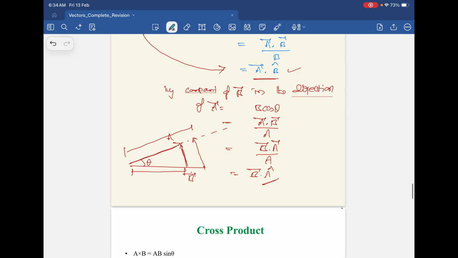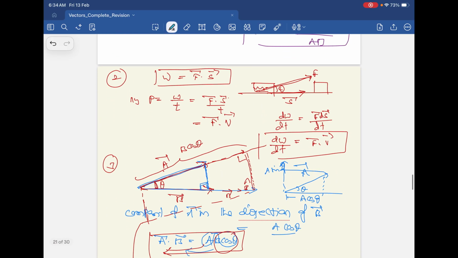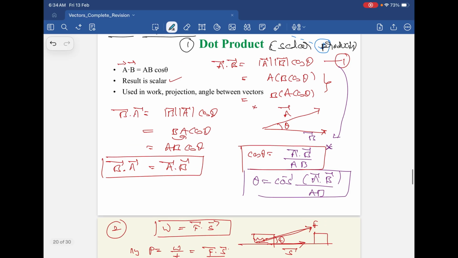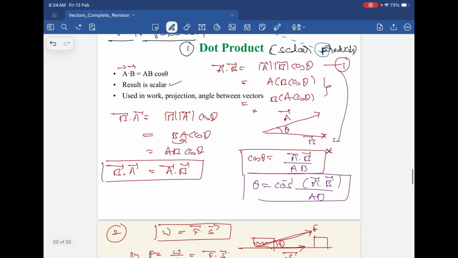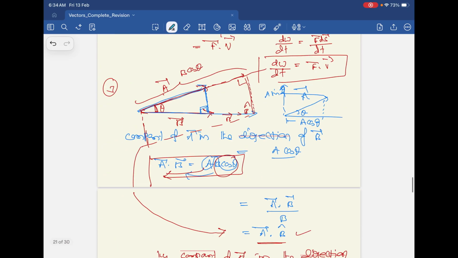This is how we resolve the vectors into their components, x component, y component. And from the dot product we found the component in the direction of b, a bar dot b cap, and the component in the direction of a, b bar dot a cap. All these things we have seen. And I will have numericals also, don't worry, we'll do a numerical session also. So now this is about the dot product.